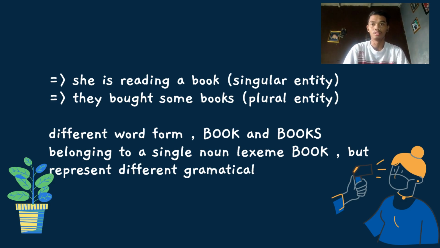The other example is: she is reading a book, and then they are reading books. Book and books are different word forms belonging to a single noun, but they represent different grammatical words. The first one is a singular entity and the second one is a plural entity.